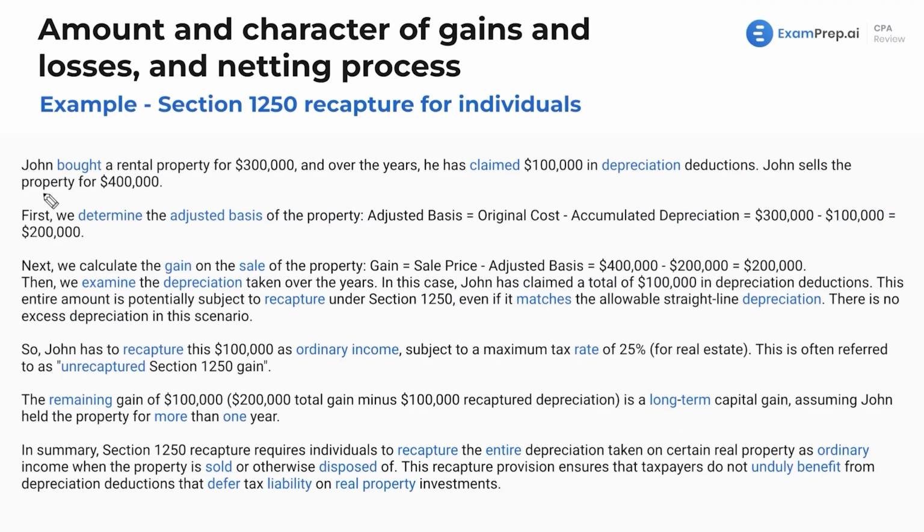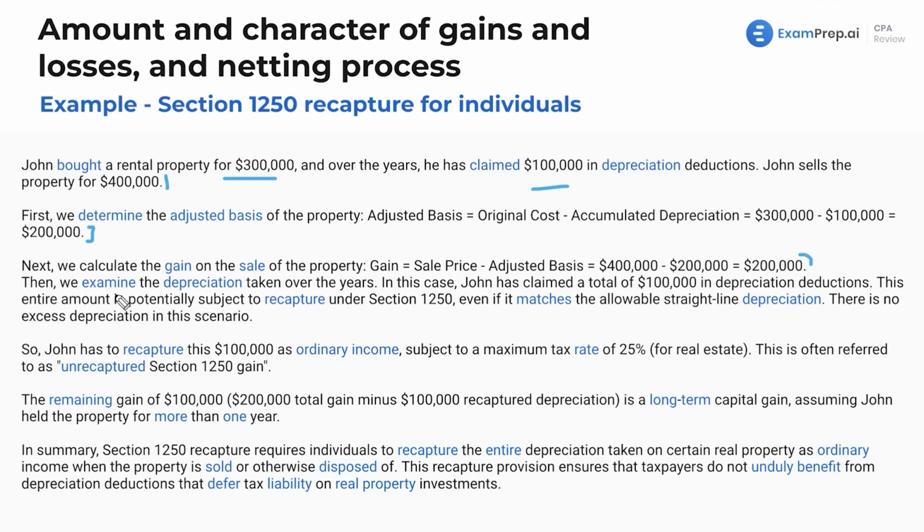All right, John bought a rental property for $300,000, and over the years, he's claimed $100,000 in depreciation deductions. John then sells the property for $400,000. All right, what is the adjusted basis of the property? Well, that's pretty straightforward. He bought it for $300,000, had $100,000 of depreciation, so that is $200,000. Next, what's the gain on the sale of the property? Well, that's just going to be your sale price. What did you get versus what did you give up? The value received minus the value given up. So that's 400 minus 200 gets you 200.